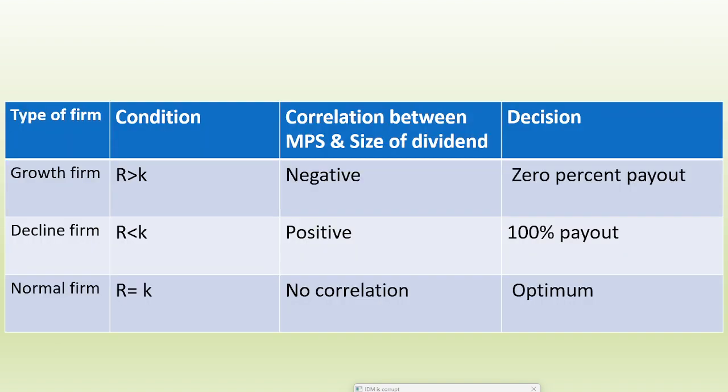Now this chart is very important from your exam point of view. Here is the type of firm. Walter has classified three firms: one is the growth firm, another is the decline firm, and the third is the normal firm. The condition is, when R, the internal rate of return, is greater than the cost of capital, there will be a negative correlation, and that company will not pay any dividend, so there will be a zero payout ratio.